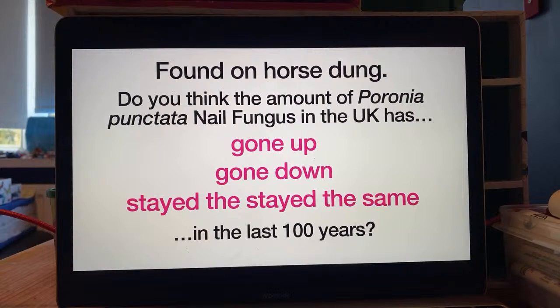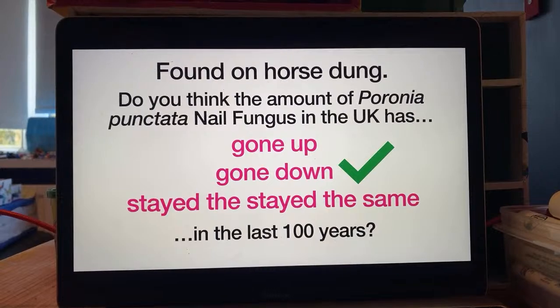What do you reckon? A fungus that lives on horse dung. Has its population increased or decreased or stayed the same in the last 100 years? It's gone down, hasn't it? Yes. So you might be thinking because we use horses less, and we do. I'm from a farming family, and my grandpa was using a horse to plough a field in his lifetime, and then he bought a tractor, because I'm not like a million years old. But yes, we do generally have less horses in the UK now than we did 100 years ago.